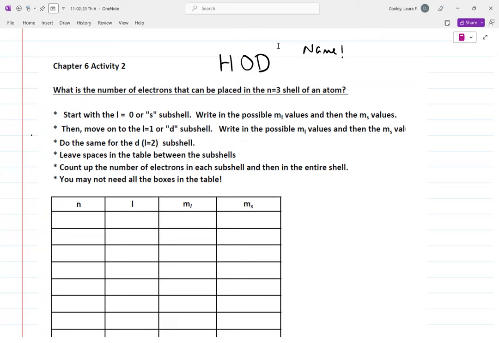You'll start with the S subshell and then the P subshell, right? So the S subshell will have L equals 0. Then you'll have the P subshell, L equals 1. And then here you have the D subshell, L equals 2. Okay? And so this way you'll figure out how many electrons can fit in the N equals 3 subshell. And when you're done, I'd like you to write your name on top and hand this in as a handout of the day. Okay?